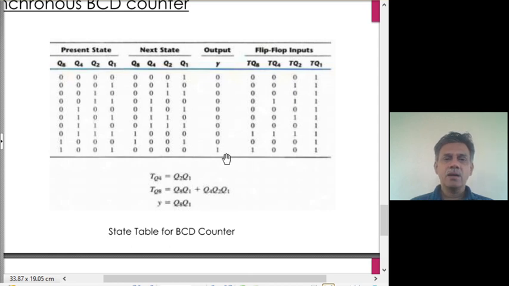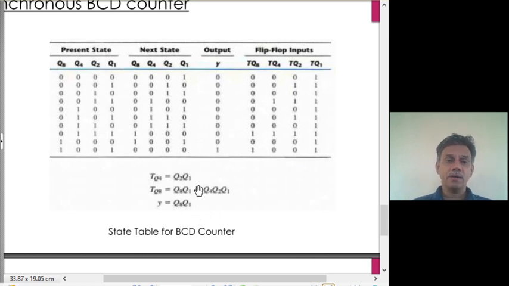And Y denotes that one cycle is over. Whenever we touch 9, one BCD cycle is over. So, the unique condition that designates that is Q4, Q1.